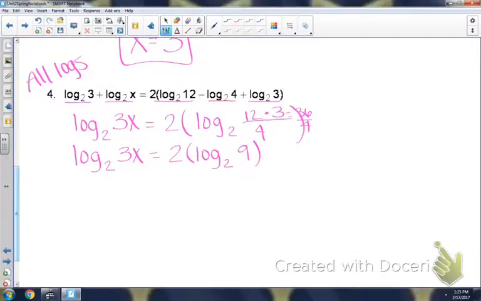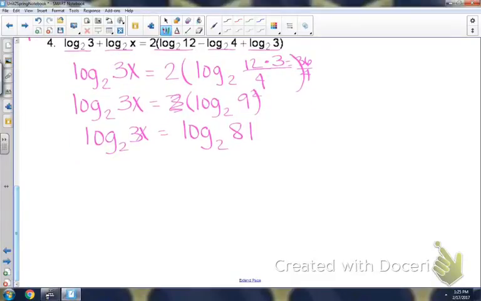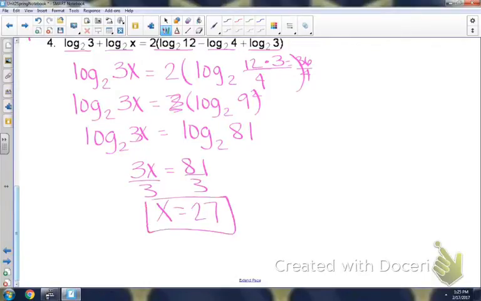So notice now we can get rid of that coefficient and make it an exponent. So we're going to end up with log base 2 of 3x equals log base 2 of 9 squared, which equals 81. From here, these 2 logs are equal. So now I can just drop the logs and set 3x equal to 81. So when you divide, x would equal 27.